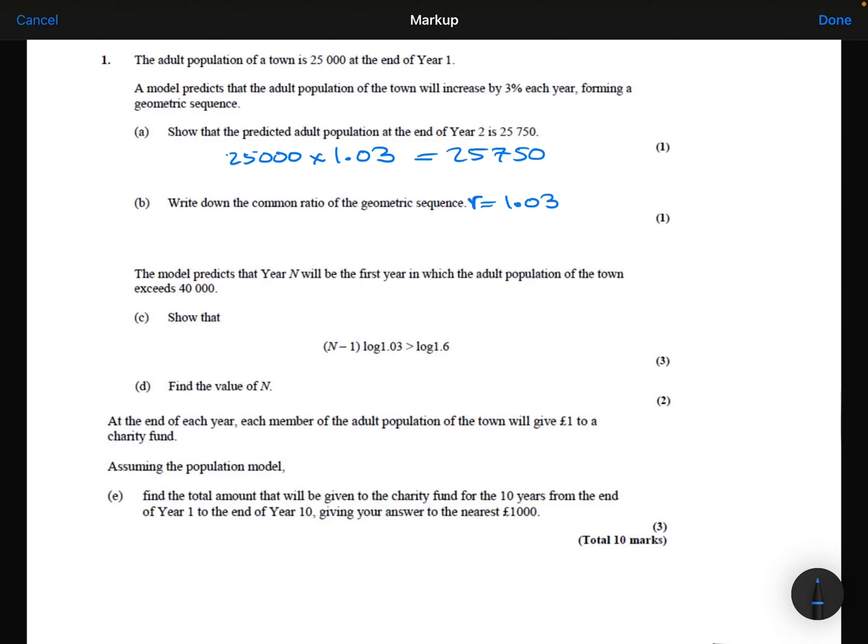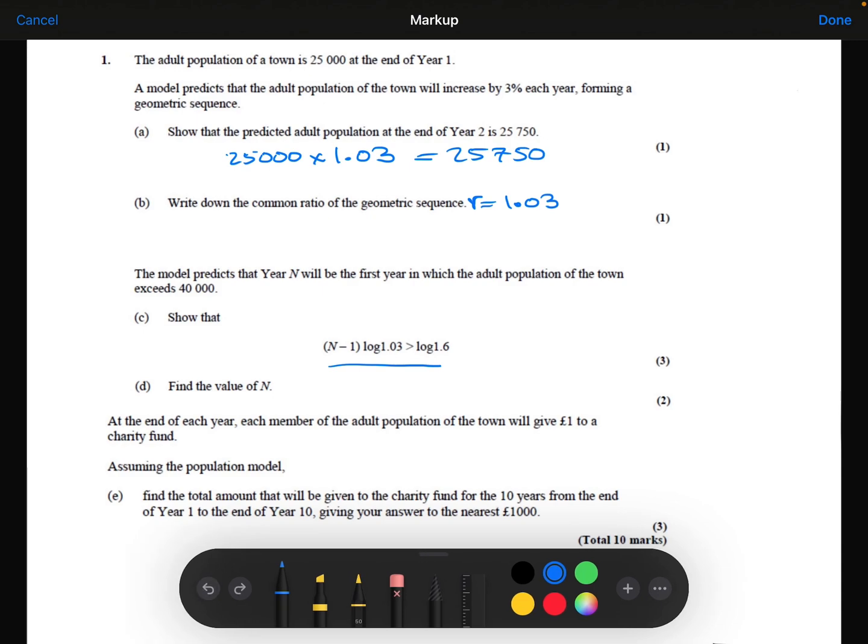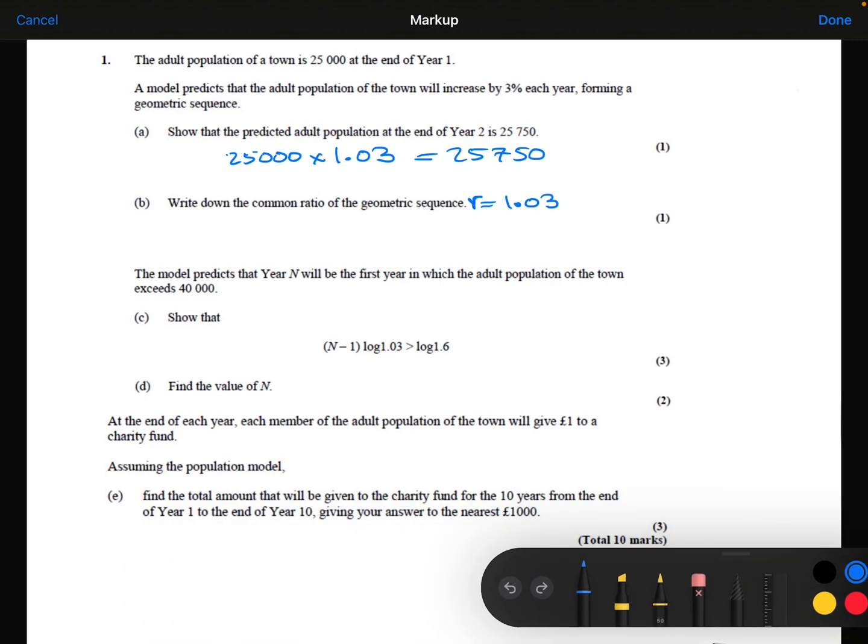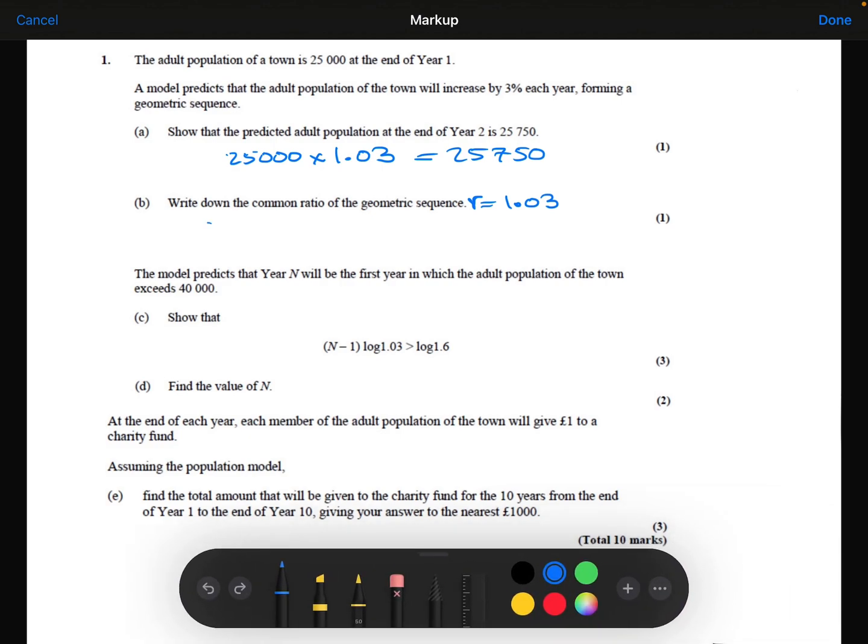The model predicts that year n will be the first year in which the adult population of the town exceeds 40,000. And I need to show that this statement here is correct. So let's take our nth term here. Let's figure that out, and then we can find out when it's going to be greater than 40,000. So we know our first term was 25,000. Our common ratio is 1.03.